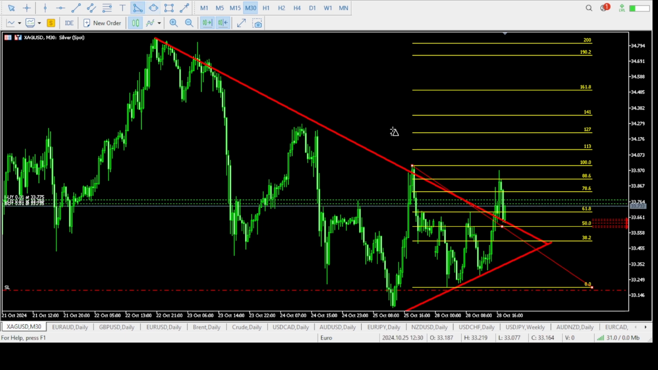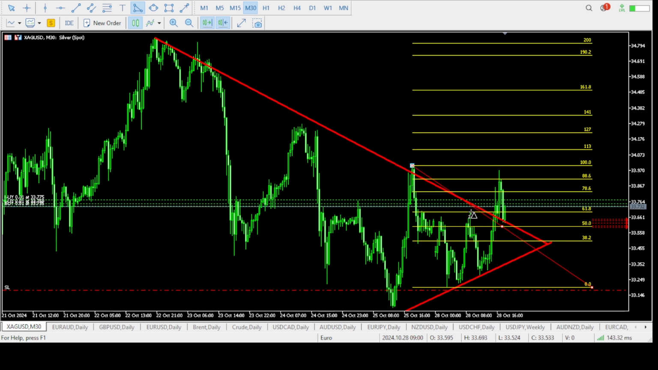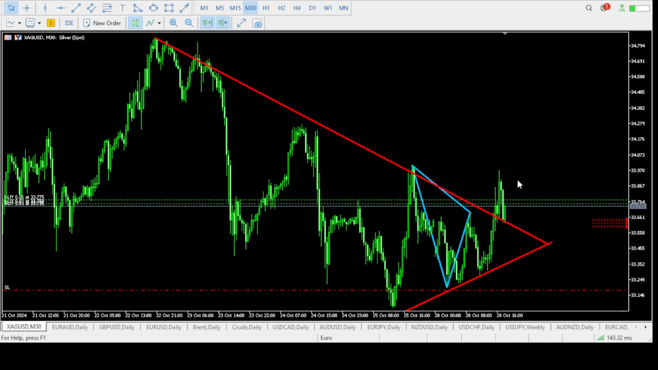Let me draw it out so that you can see. So the Gartley pattern is in play right now. This is what I'm talking about. Here to here, from here and down to this place. So it's in play. This is what is happening right now. Let me delete it so that you can see what I'm talking about.